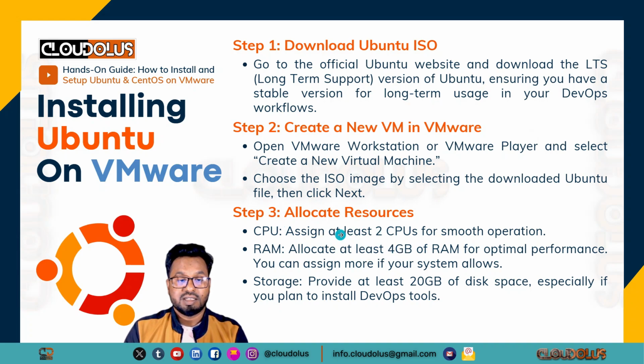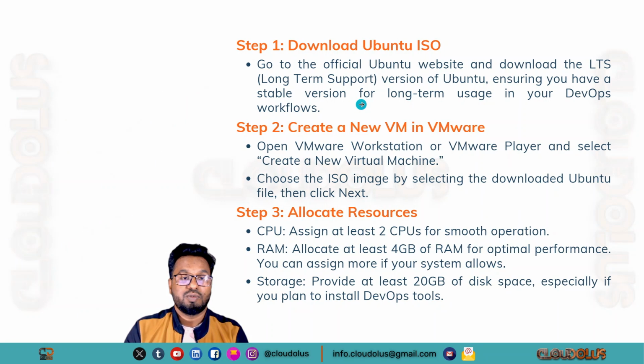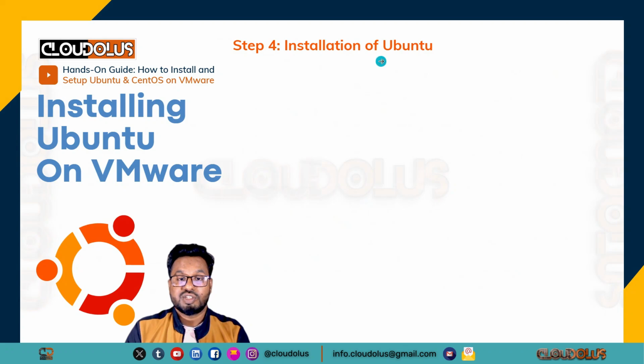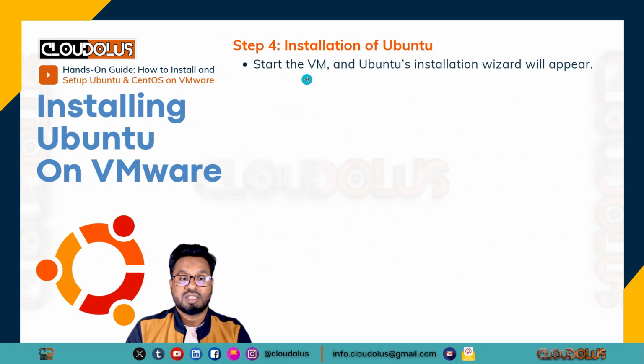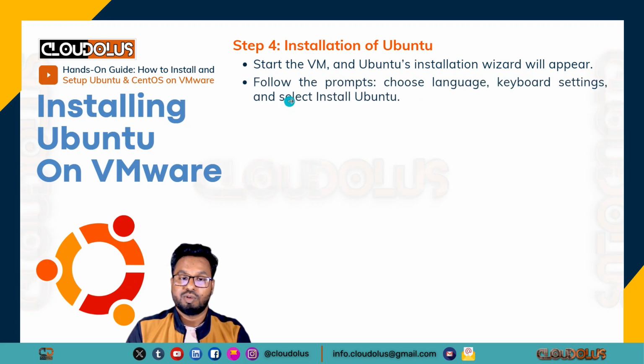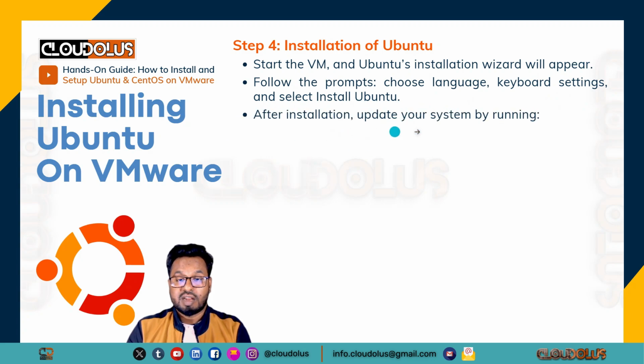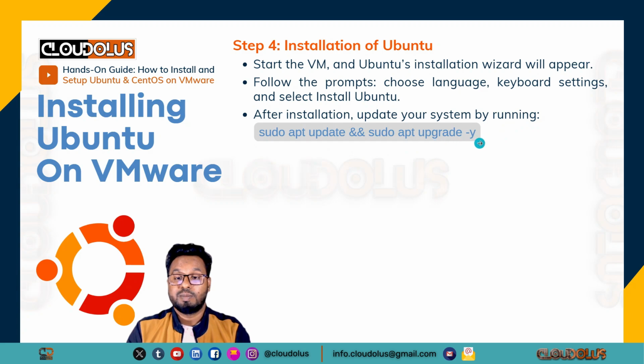The fourth step is the installation of Ubuntu. Start the VM and Ubuntu's installation wizard will appear. Follow the prompts, choose the language and keyboard settings, and select install Ubuntu. After installation, update your system by running sudo apt update and sudo apt upgrade -y. We already know how to do the pre and post installation basic setup, so this is the post-installation basic setup.